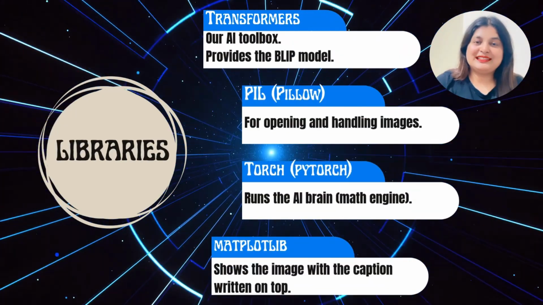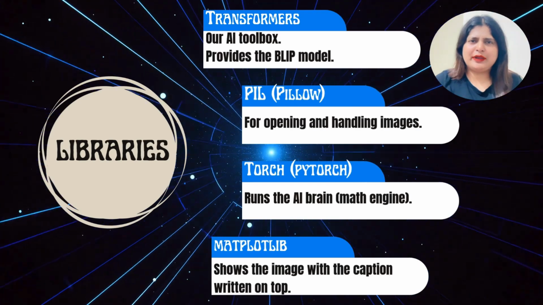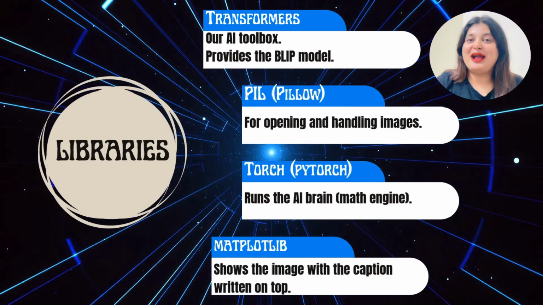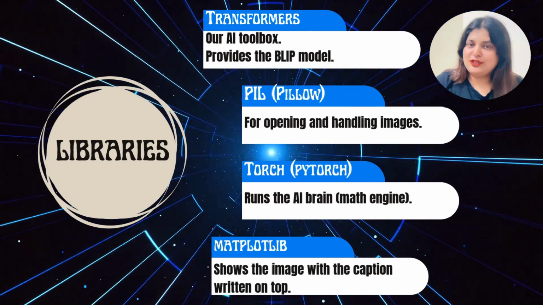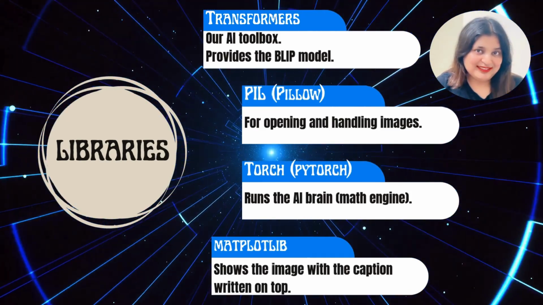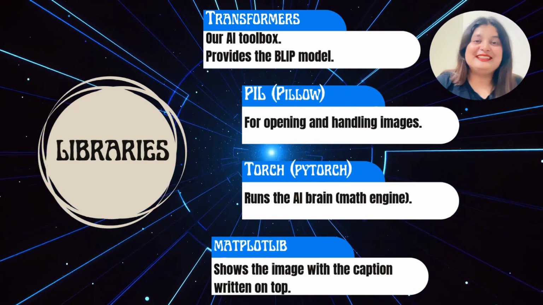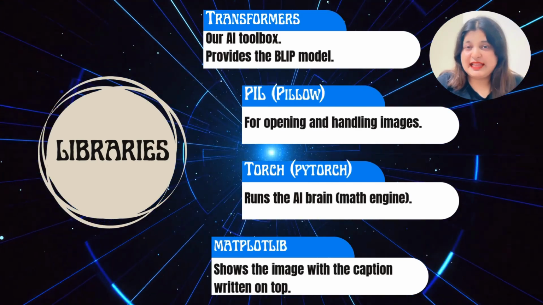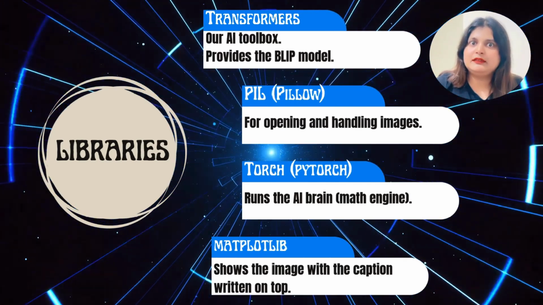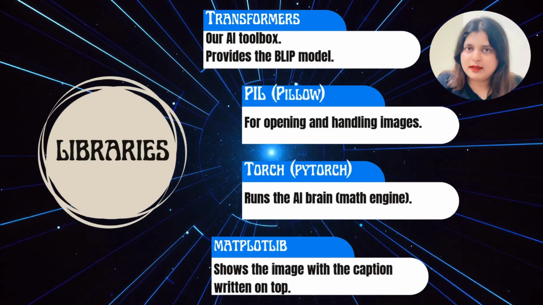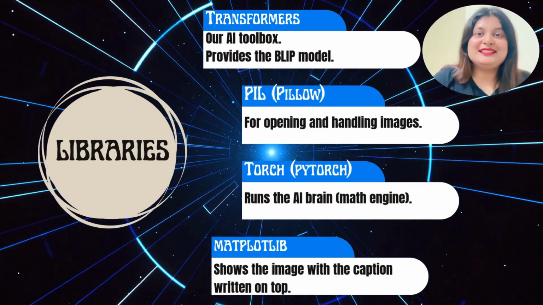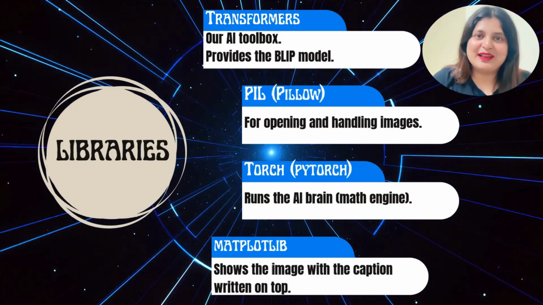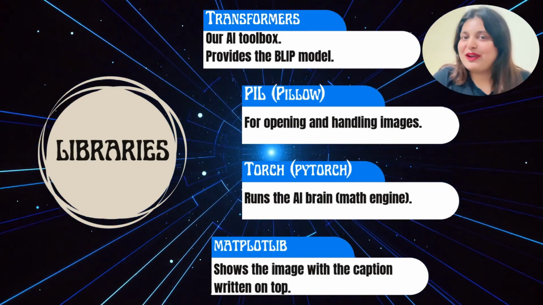Think of Transformers as a library where all genius brains are stored, that is our AI models. PIL is a librarian who hands you the book, that is images. Torch is the electricity that makes the brain run. And Matplotlib is a projector that shows results to the class. Without these libraries, if you wanted to write this AI from scratch, you would be stuck for years and never end up building this project. That's the reason we need these AI libraries, because these are all the AI brains. We are just going to use those brains and get the output we are expecting.